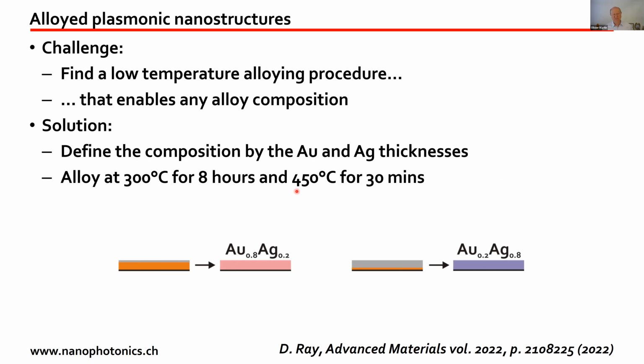And we've noticed that if we really want to have a good alloy, we need to have a little boost at the end at 450 degrees for half an hour. The technique is very simple and allows any stoichiometry because, say, you want to make an alloy with 80% gold, you start by depositing 80 nanometers of gold, and then you put 20 nanometers of silver. You do this procedure and you have your alloy. If you want the reverse, just 20% gold, you put 20 nanometers of gold, and then you put silver, you alloy it, and you have another alloy.